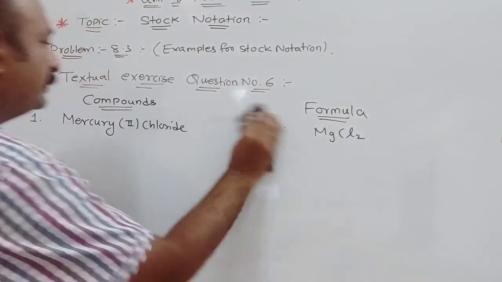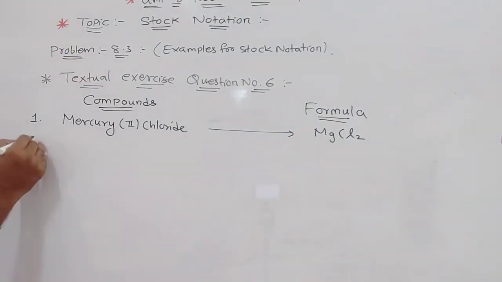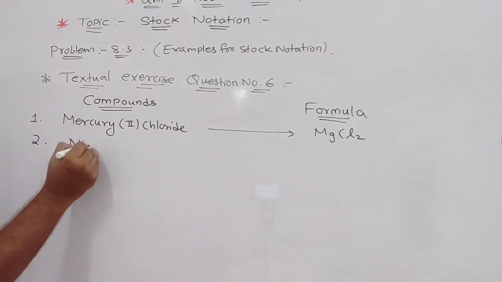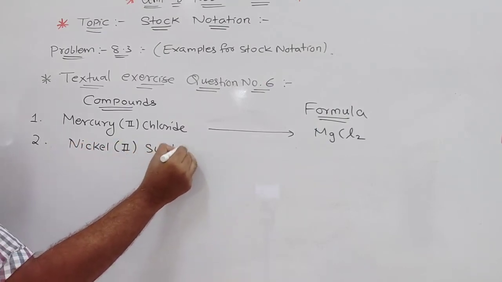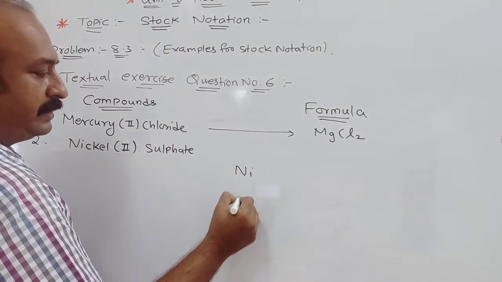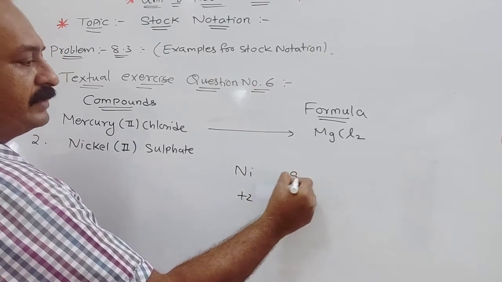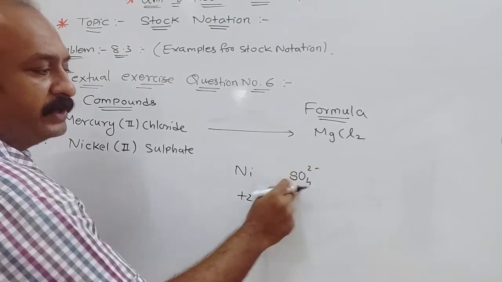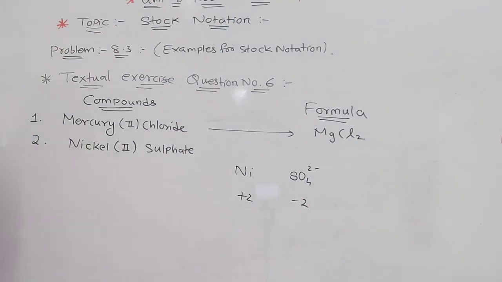Now another example. Okay, so the formula for this is MgCl2. The second one, when we say it is nickel 2 sulfate. Nickel, Ni, nickel 2 sulfate. Okay, now when we write nickel 2 sulfate, Ni, nickel 2 is already given, so I will write here, metal means positive valency. Sulfate is SO4 2-, it's a polyatomic ion. So sulfate is already -2 like this.